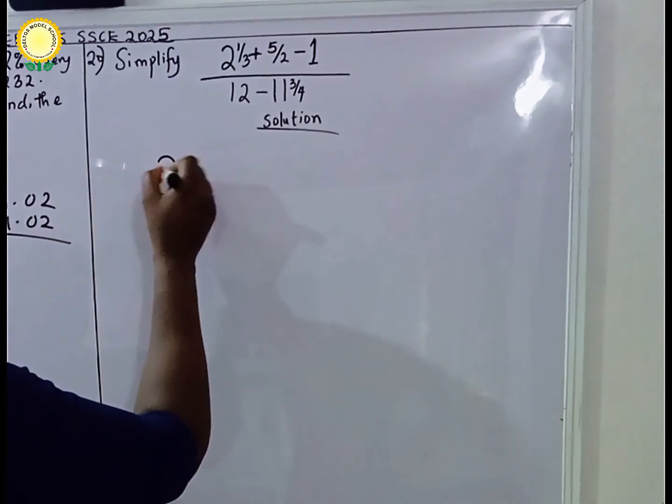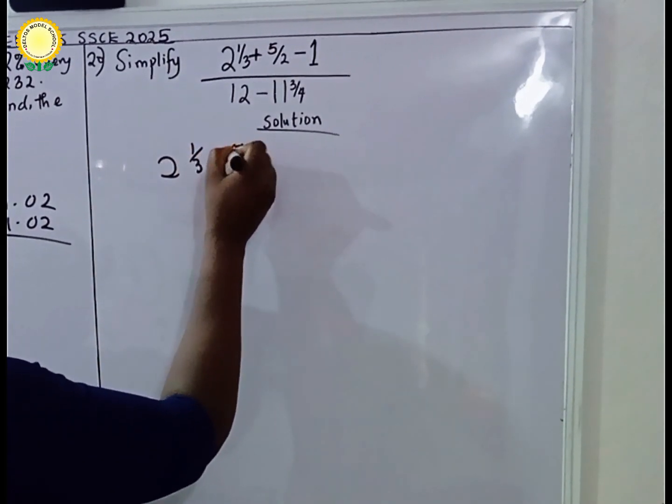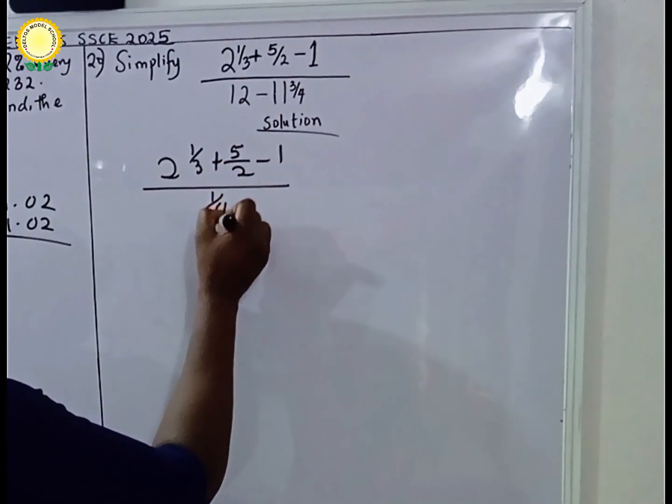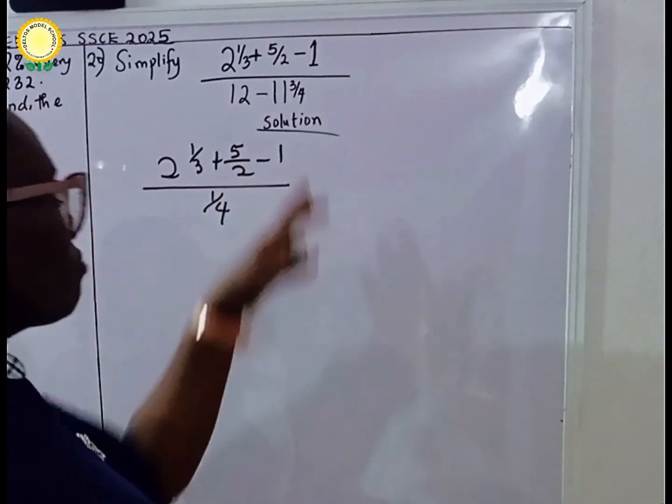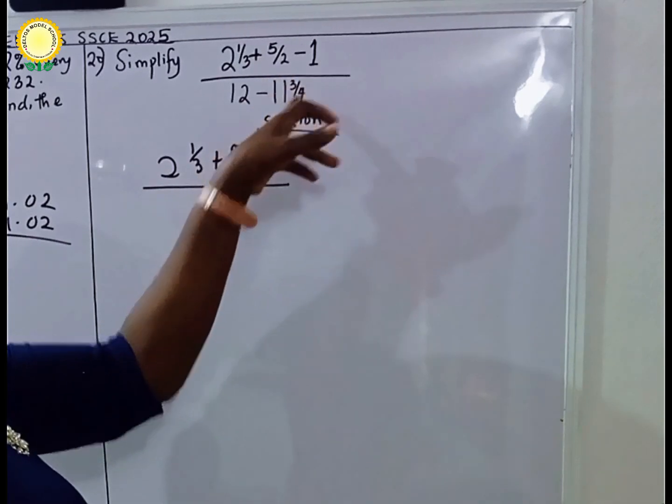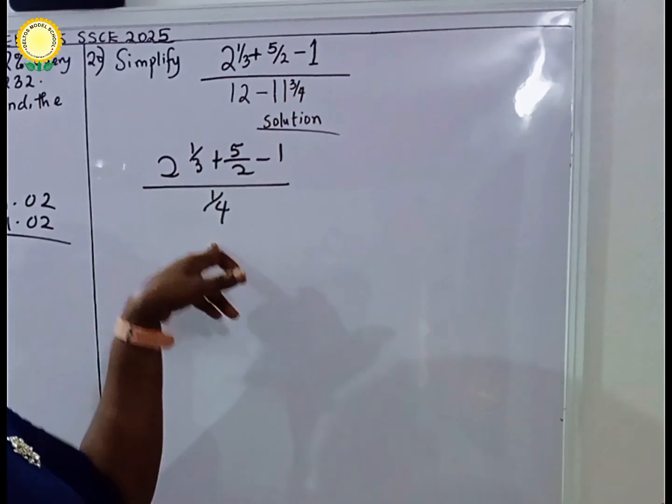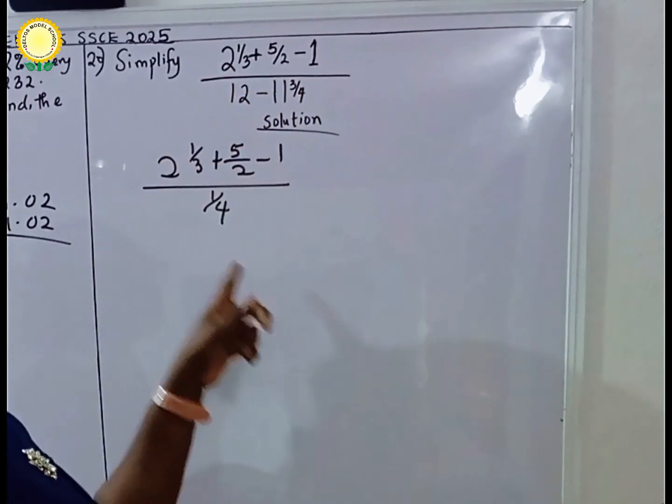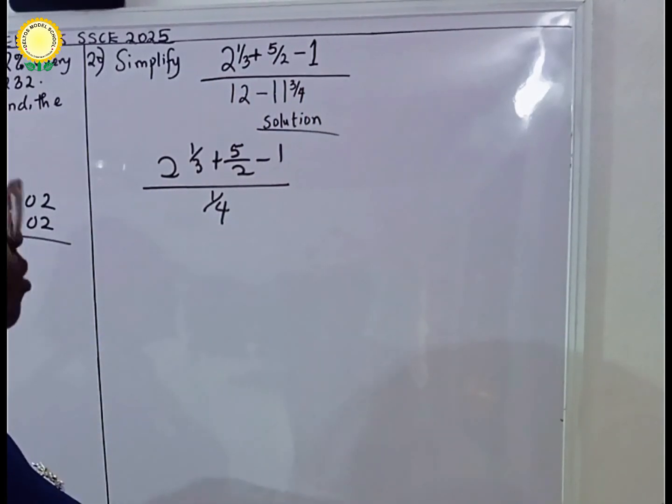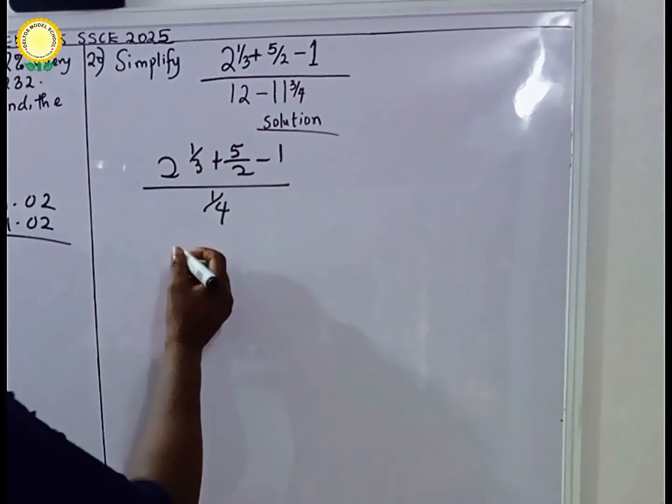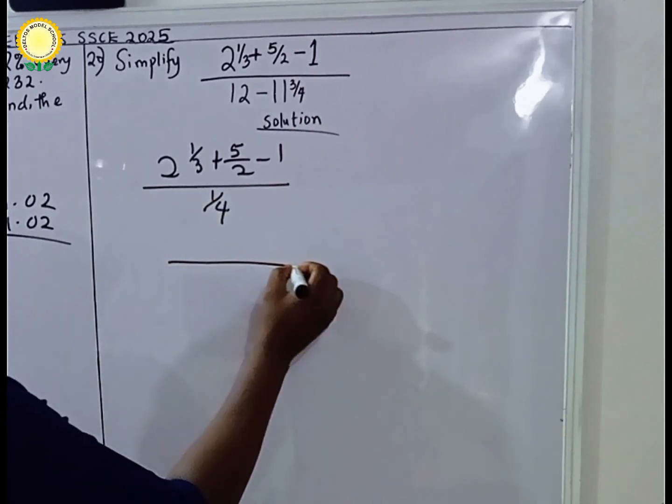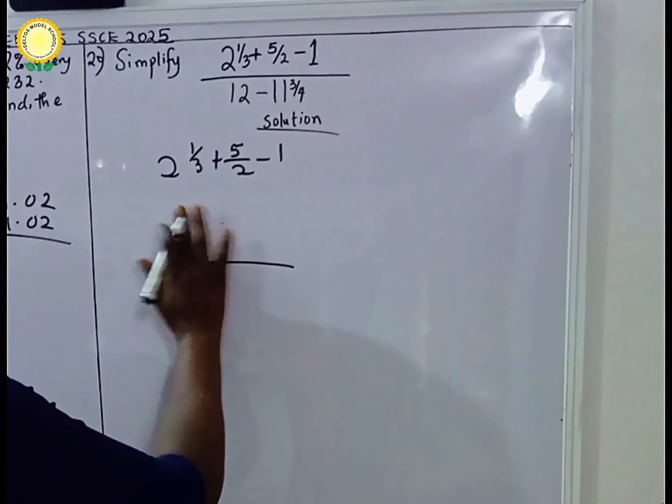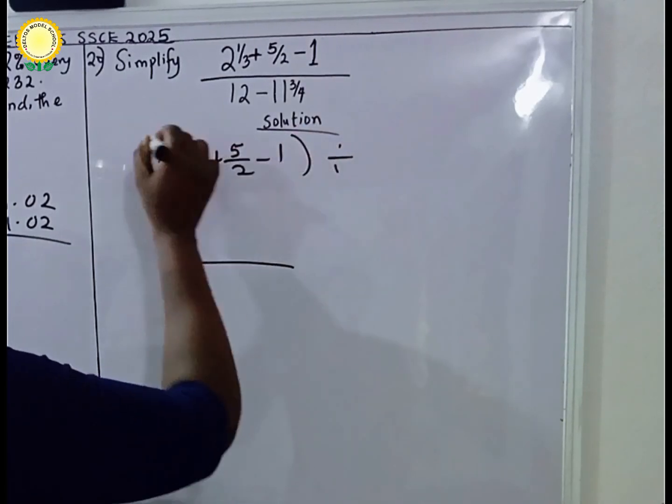So we have 2 whole number, 1 over 3 plus 5 over 2 minus 1 over what? 1 over 4. Because 1 minus 3 over 4 is 1 over 4. We know that. So 12 minus 11 is 1. Then if you remove 3 over 4 from 1, you have 1 over 4. Okay, so we've simplified that. Let's go ahead and simplify the fractions on top. Or maybe I just do this to make everything easier.